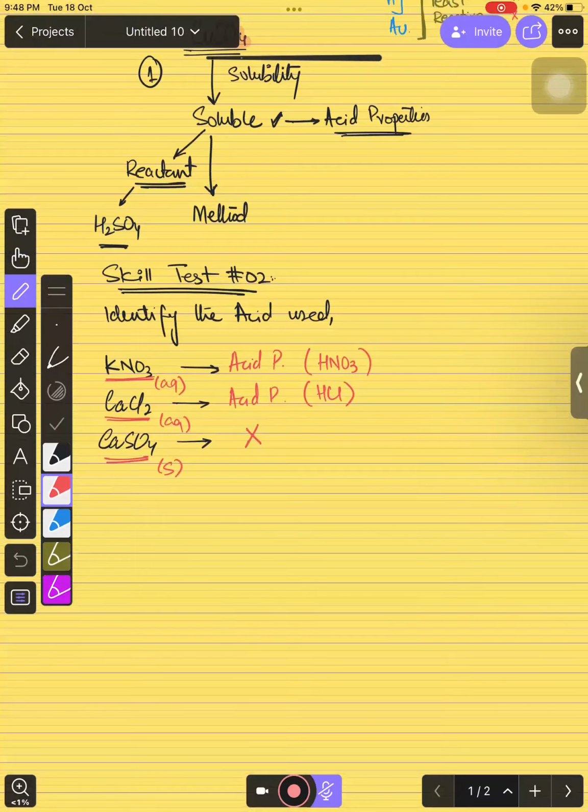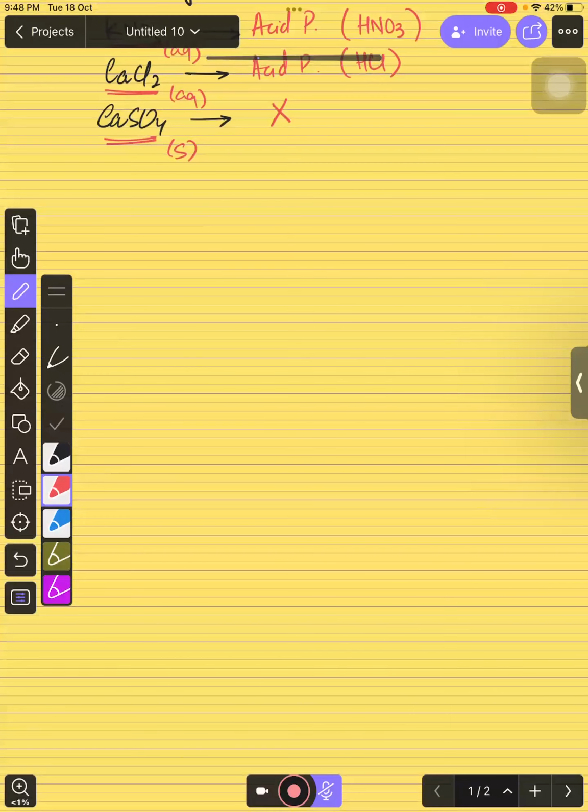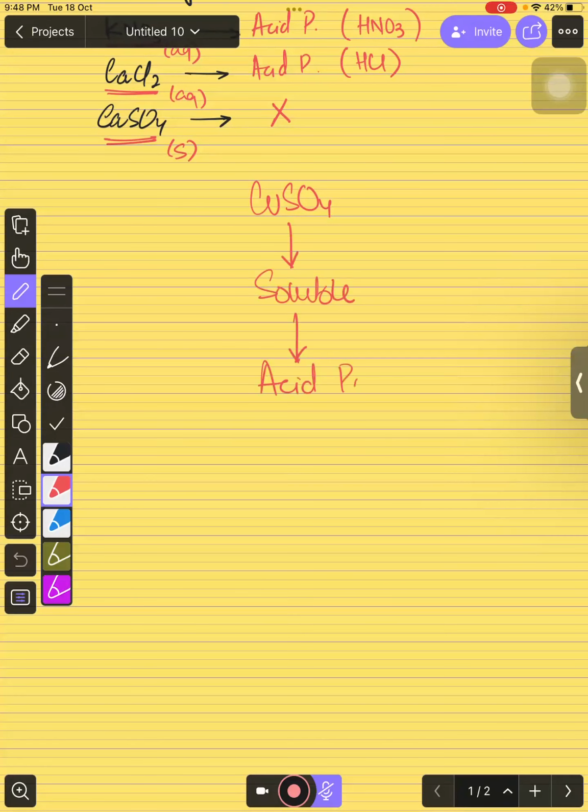Let's come back over here again. I am using the same example, copper sulfate. First of all, we identify that this is a soluble salt. Once we identify that, we can use the acid properties, right? And we see that we have a sulfate salt, so we can use sulfuric acid here. This is what we worked out in our minds recently, right, children? Yes, sir.